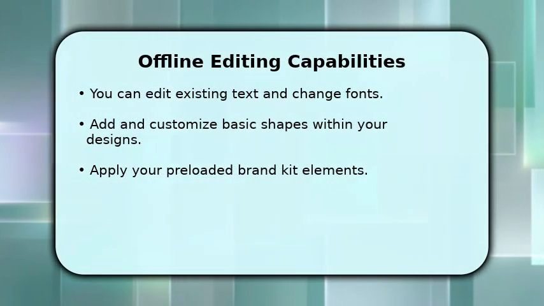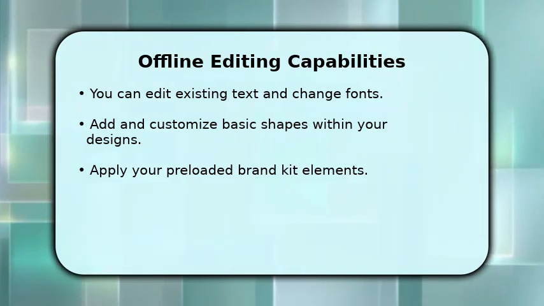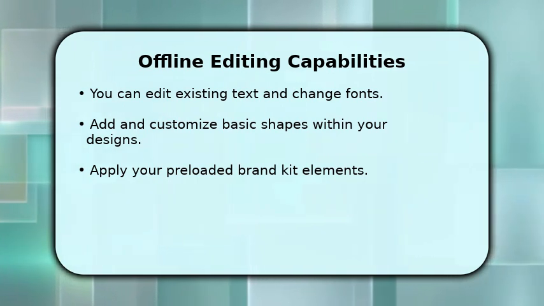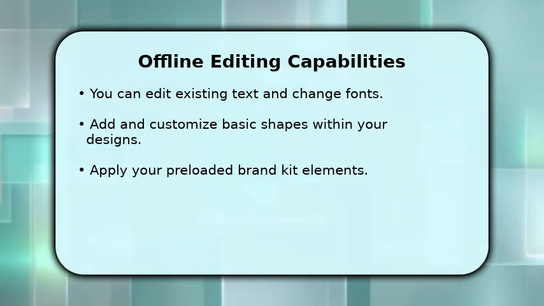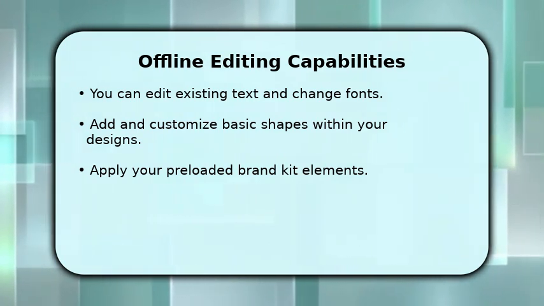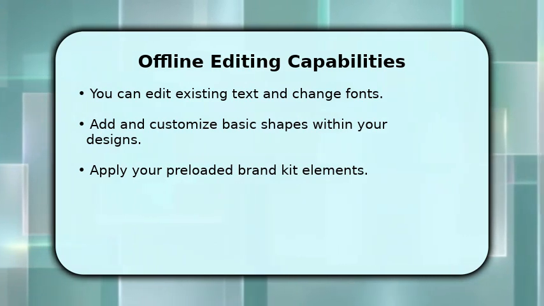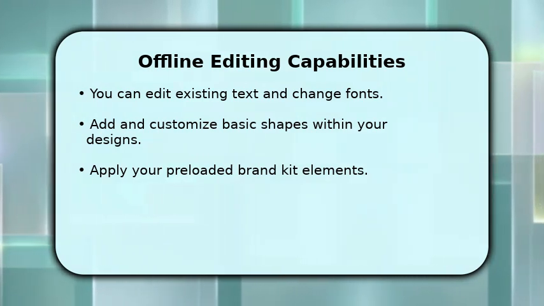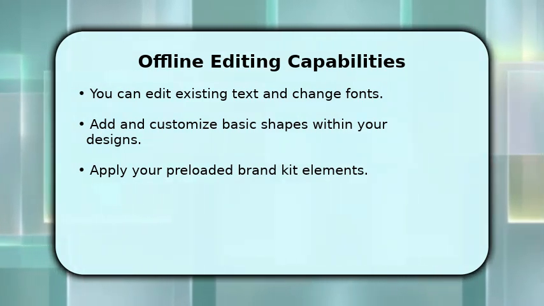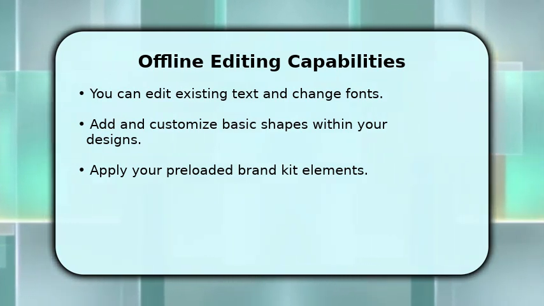When working offline with the Canva app, you can perform several key editing tasks. You are able to modify existing text, adjusting both the content and the font styles. Basic shapes can be added and customized to fit your design needs. Furthermore, any elements from your preloaded brand kit, such as colors and logos, remain accessible for application. You can also open and work on designs you have previously saved.